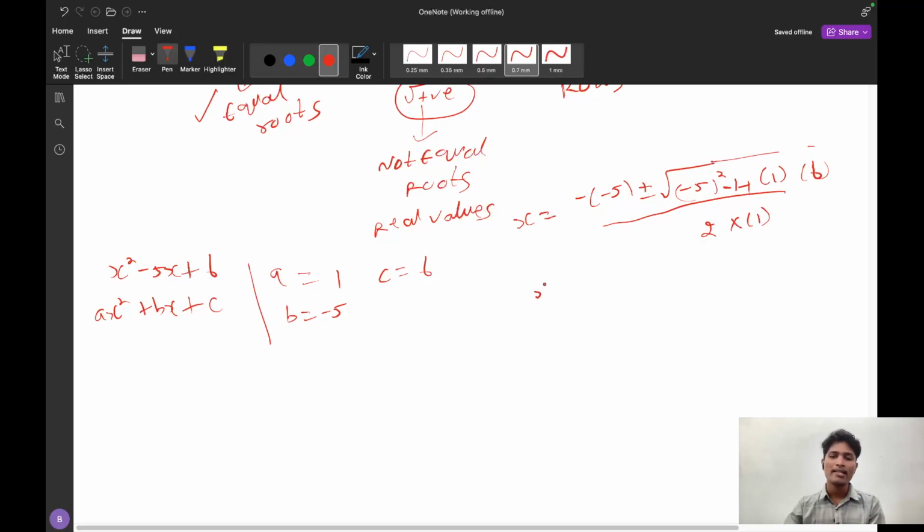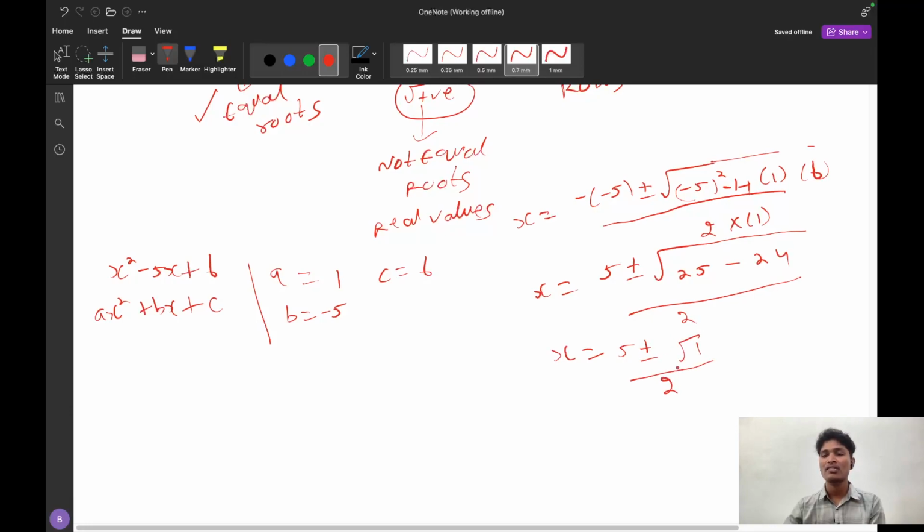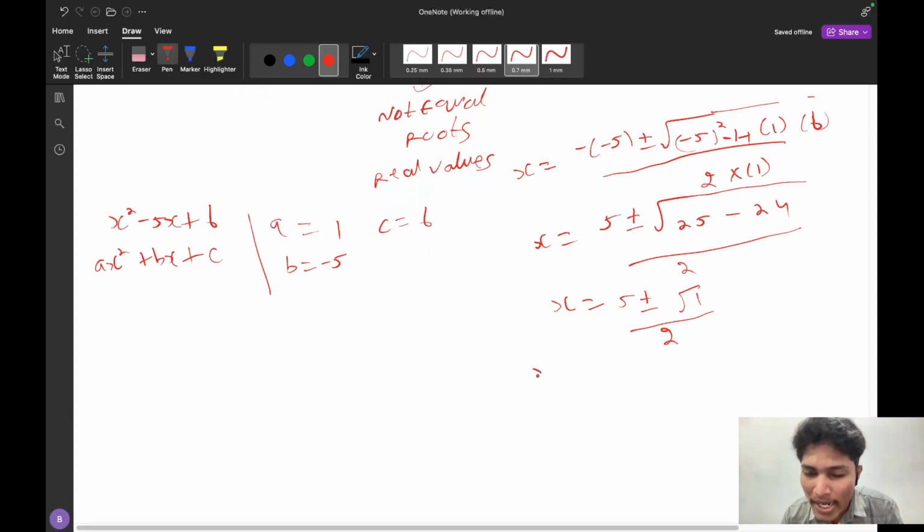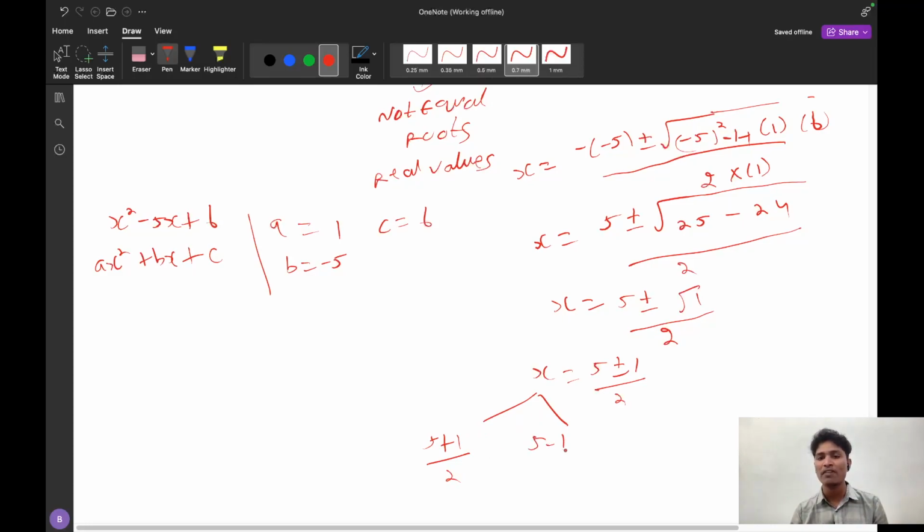So x equal to 5 plus or minus root of minus 5 whole square, which is 25, minus 4 sixes are 24, divided by 2 into 1, which is 2. So x equal to 5 plus or minus root of 1 divided by 2, because 25 minus 24 is 1. So x is 5 plus or minus 1 divided by 2. What are the 2 values here? Taking the plus, 5 plus 1 divided by 2; taking the minus, 5 minus 1 divided by 2.